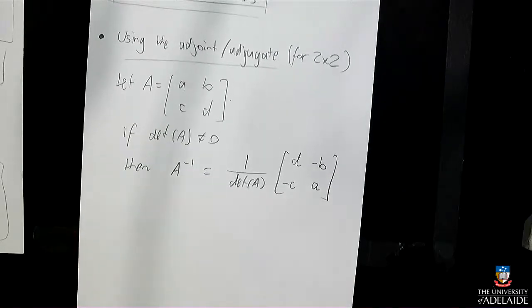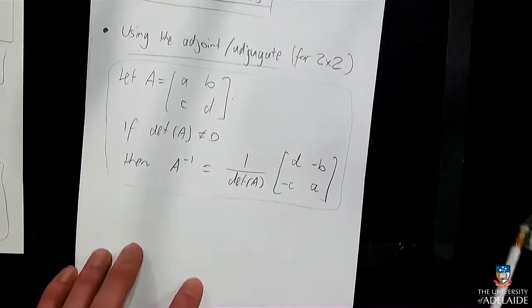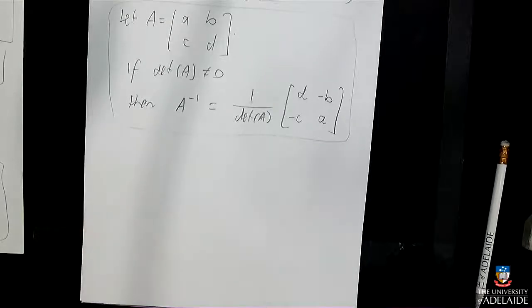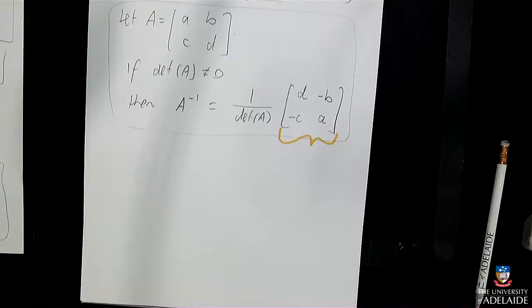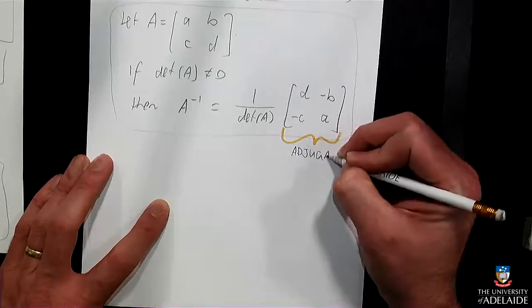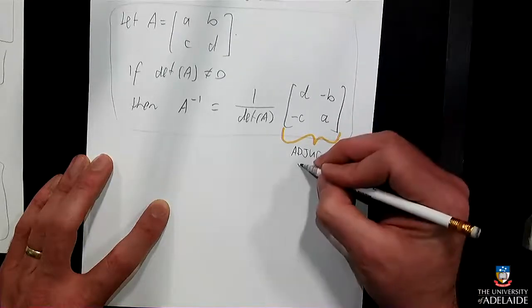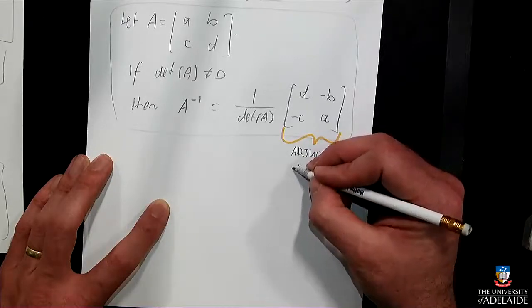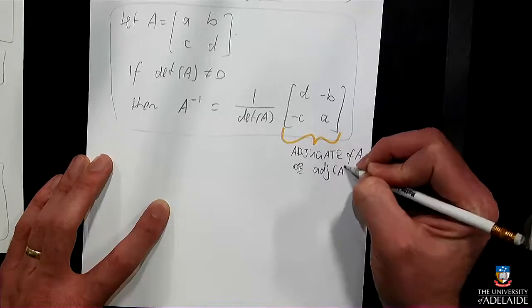Okay. So that's the thing. And just for your information, that matrix there is called the adjugate of A, or if you like, Adj A.